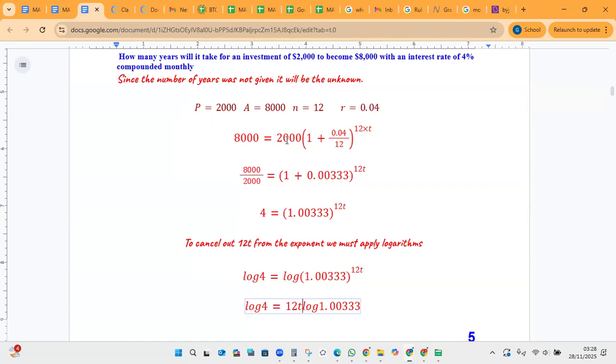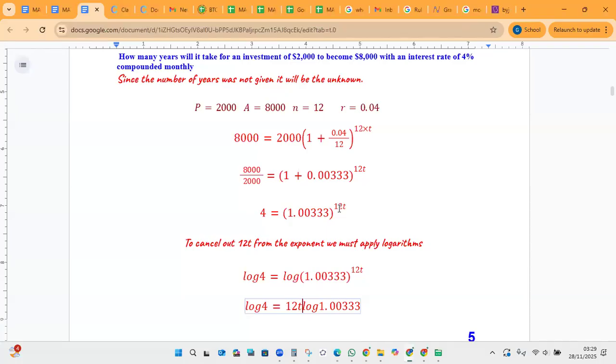Now we divide by 2,000 to cancel out 2,000 because 2,000 is being multiplied to all of this right here. So 8,000 divided by 2,000 will give us 4. And at the same time we divide 0.04 by 12 to give us 0.00333 recurring. Now 8,000 divided by 2,000 is 4, and 1 plus 0.003333 is 1.00333.